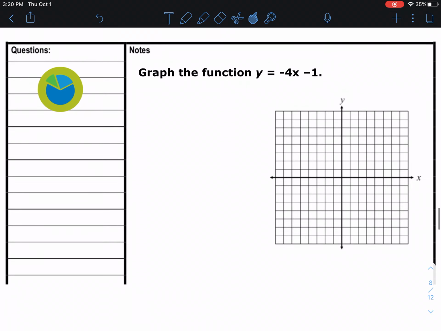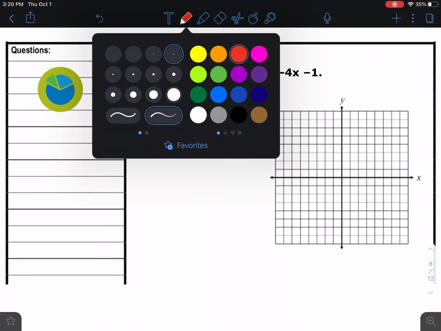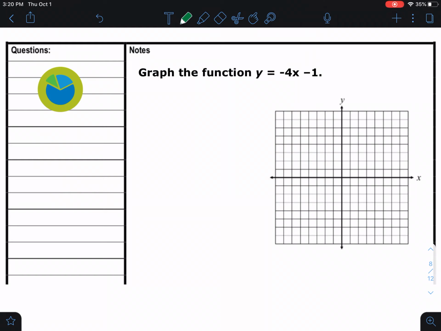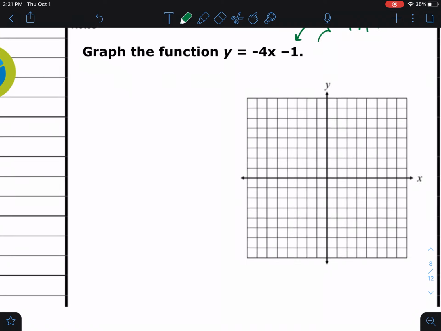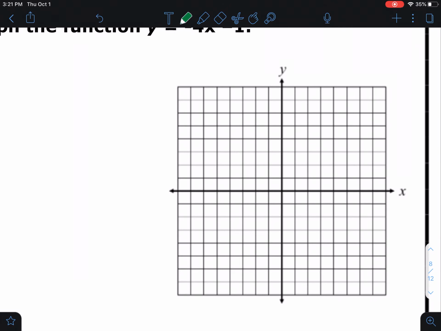Okay, so let's first talk about how we graph something like slope-intercept form. So here's our first one. We're going to go over that. As I mentioned in the very first part, we want to remember that this is our y-intercept. That's our b. Okay, and we want to start there. So that'll be like your starting spot. The y-intercept is -1. So on the y-axis, we're going to put a dot here at -1.